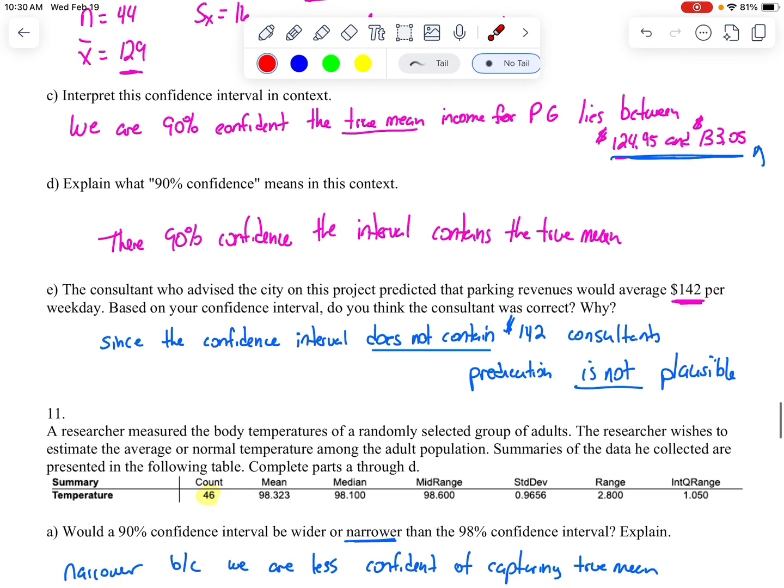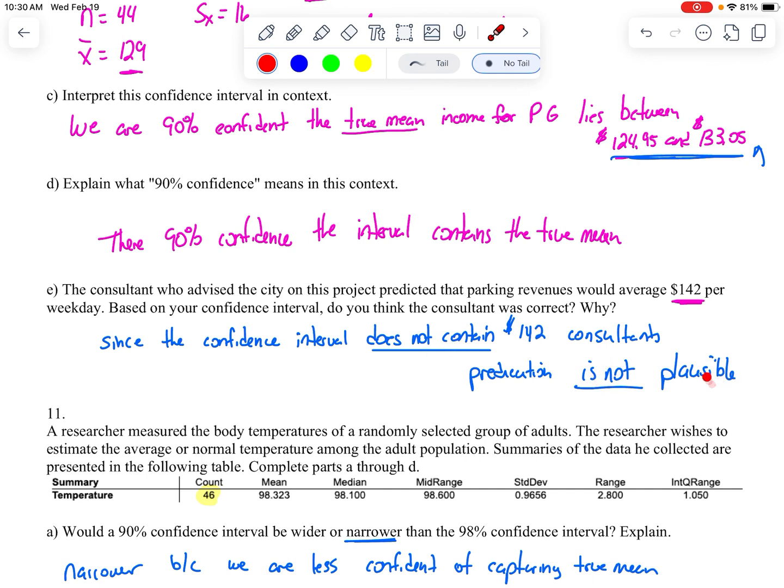Here's a conclusion thing. We don't have a whole lot of these in the problems I assigned, but here's how we make conclusions with that. There's a consultant who advised the city that the parking revenue is going to be $142 per day. Now we can see that 142 is not contained within the interval, so this interval provides evidence against the claim that the consultant has made. We have to be able to read the right sentence and choose the right sentence. So this is a fill-in-the-blank thing. Since the confidence interval does not contain 142, the consultant's prediction is not plausible.